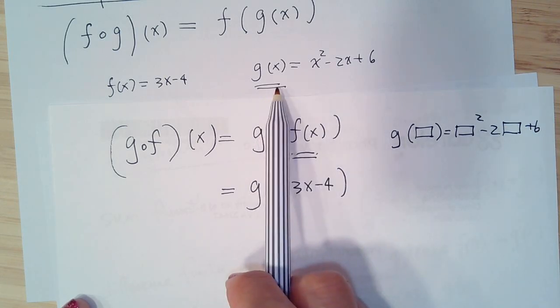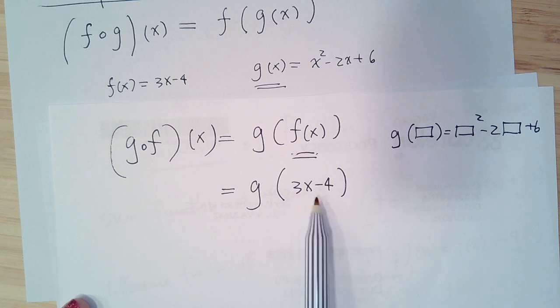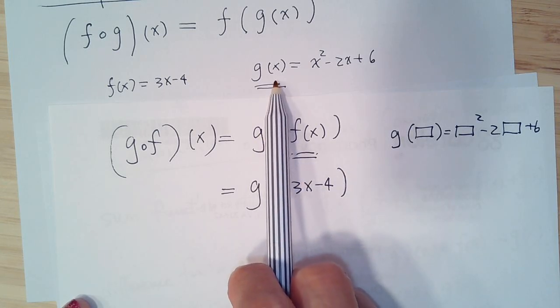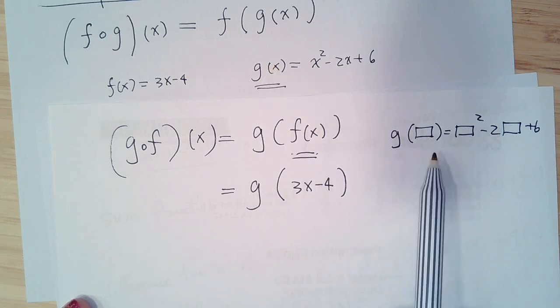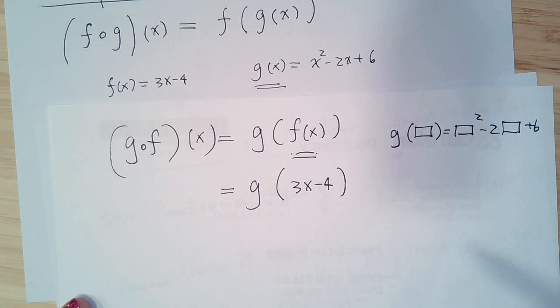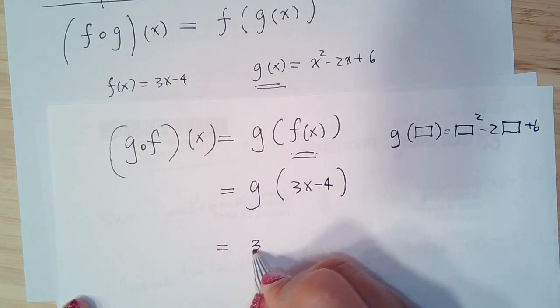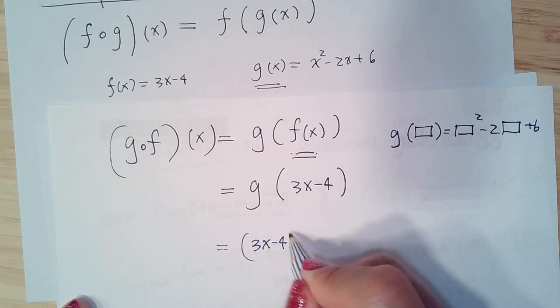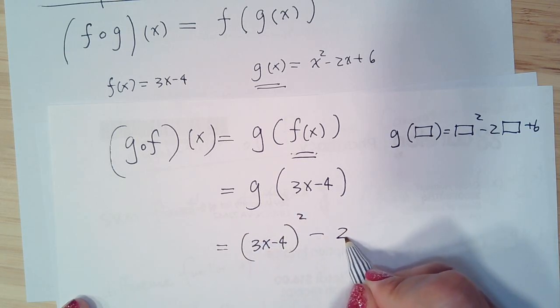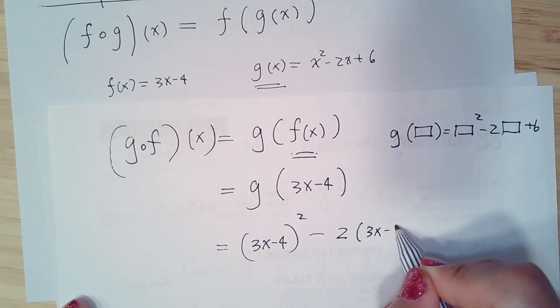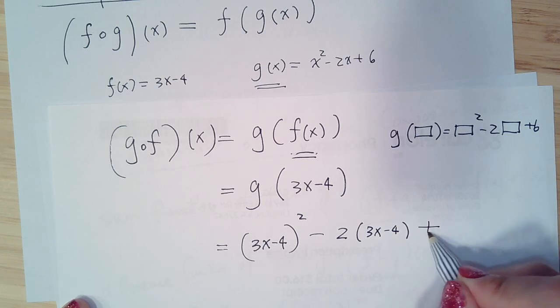It's like this. Instead of having x, because there's x here, I don't want you to get confused, so instead of x I put a box. That might be an easy way to do it. So that will be the box squared, and whatever is in the box should be this guy. Squared minus twice 3x minus 4, and then plus 6.